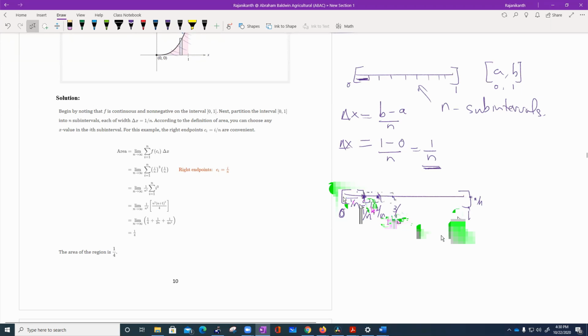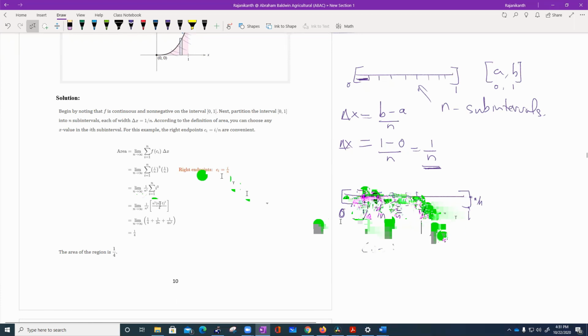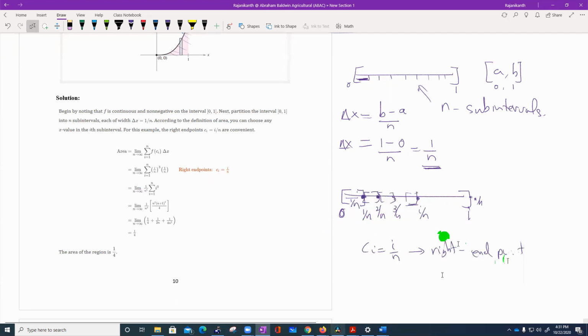All right. That means for the ith subinterval, the right endpoint is going to be i over n, right? Because for the first interval, the right endpoint is 1 over n. For the second interval, 2 over n. Third is 3 over n. For the ith, i over n. So they choose c_i as i over n, the right endpoint. It's up to you. One more time I'm telling you, you could choose left-hand points as well.